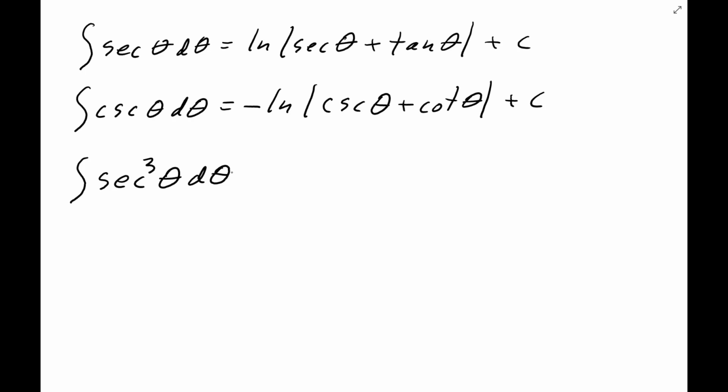As for case 5, case 5 is what you do if nothing else works. And what they say in case 5 is convert everything into sines and cosines and just pray that that helps. Okay, that's it.